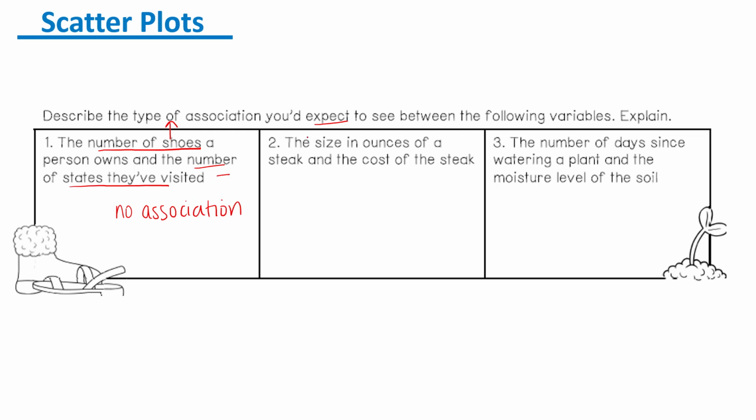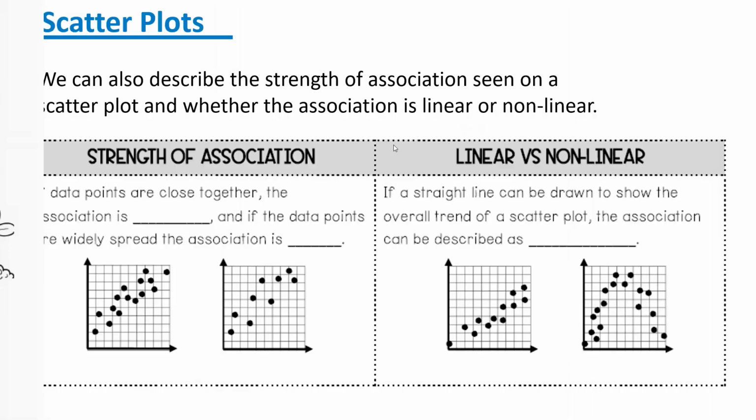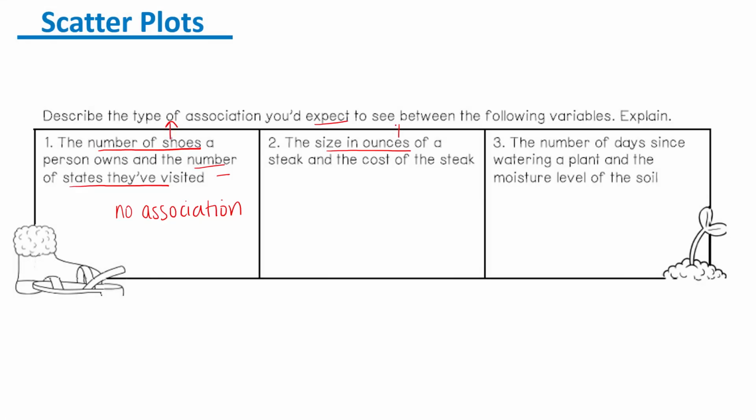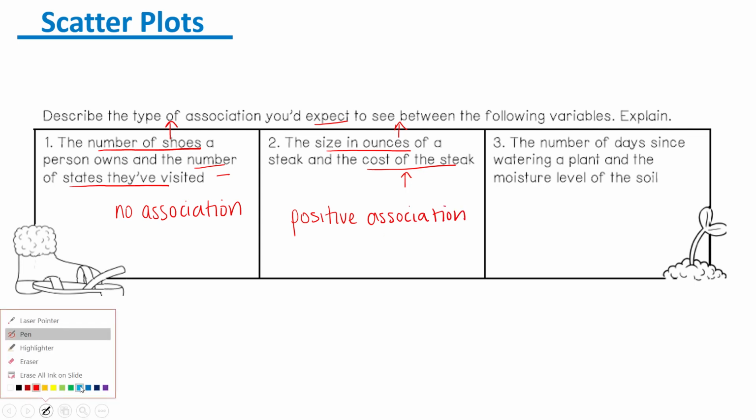All right, number 2, it says the size in ounces of a steak and the cost of the steak. Well, typically, as the size of my steak increases, the cost of the steak would also increase. Since both are increasing, that is going to be a positive association. I could also think about it the other way. As the size of the steak decreases, so if I get a smaller steak, typically the cost of the steak will be smaller. Since they're both decreasing, it's still positive.